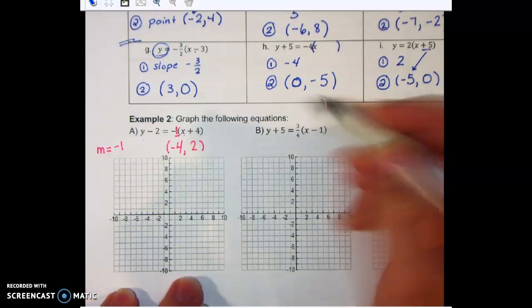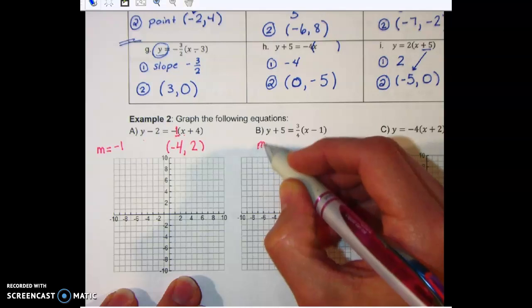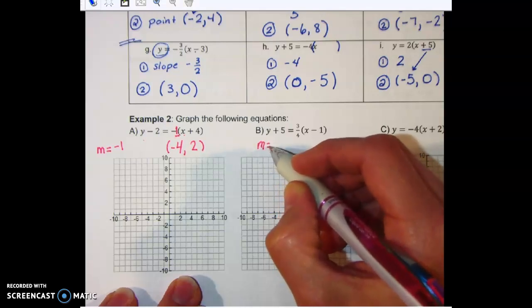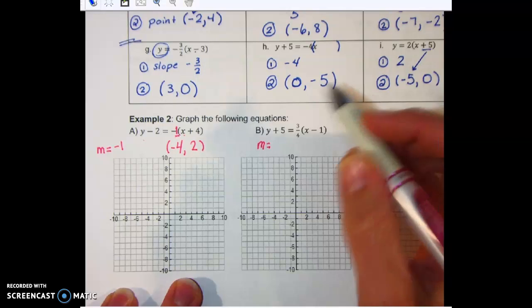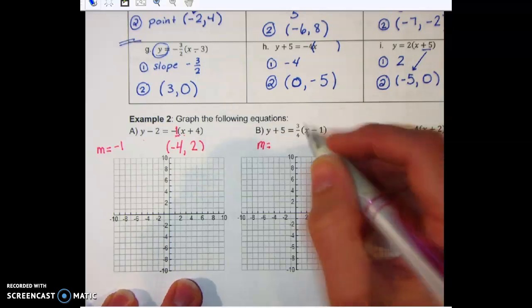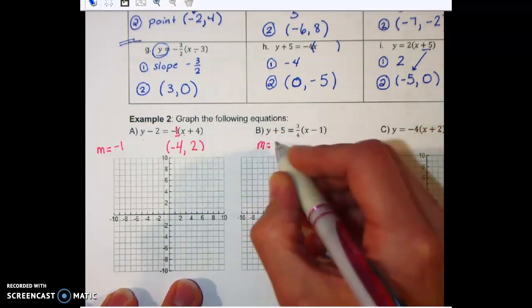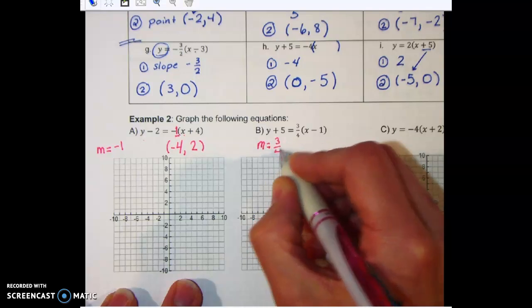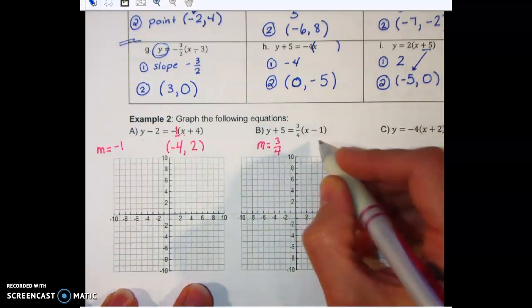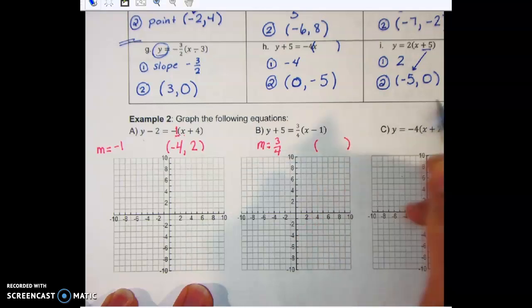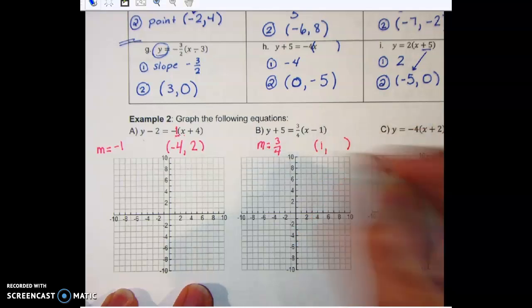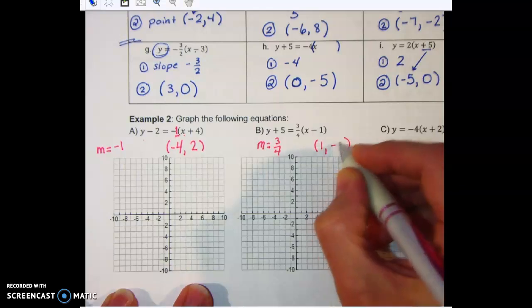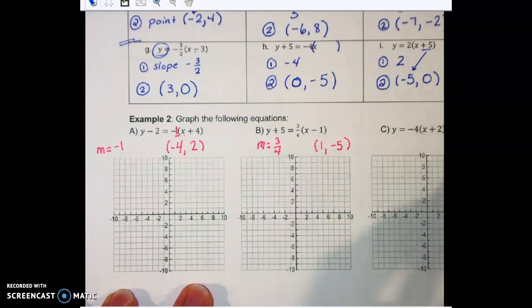Okay, so then this next one, same thing, we're going to identify the slope. And then as soon as we're done identifying this part, because that's a level 1, the level 2 is then actually putting it on the graph. So slope equals 3/4. And the point that is on the equation is 1 and then -5. Okay, and if you could do all 3 of these graphs, that's how you get to a level 4.